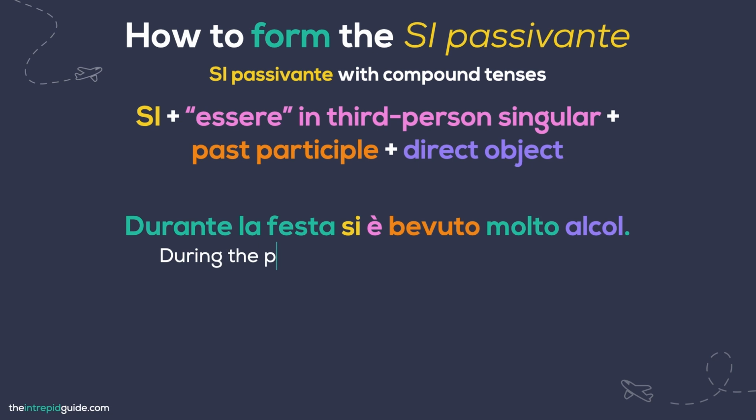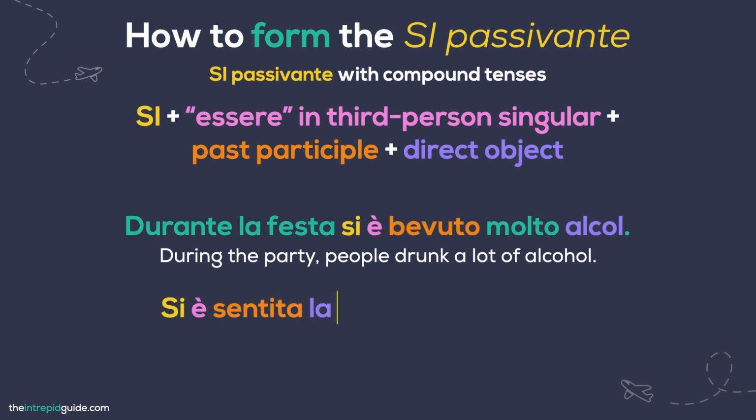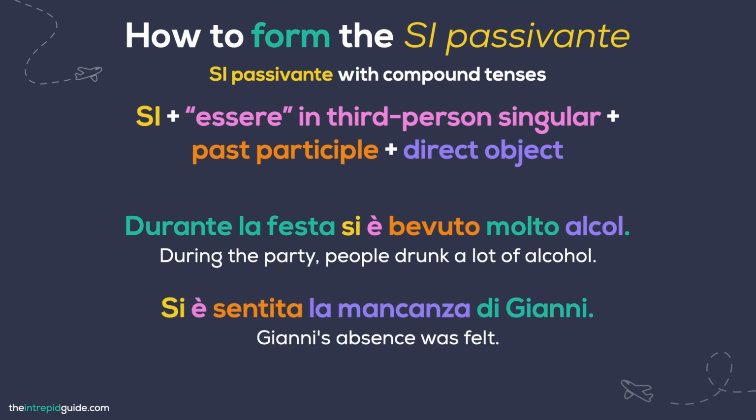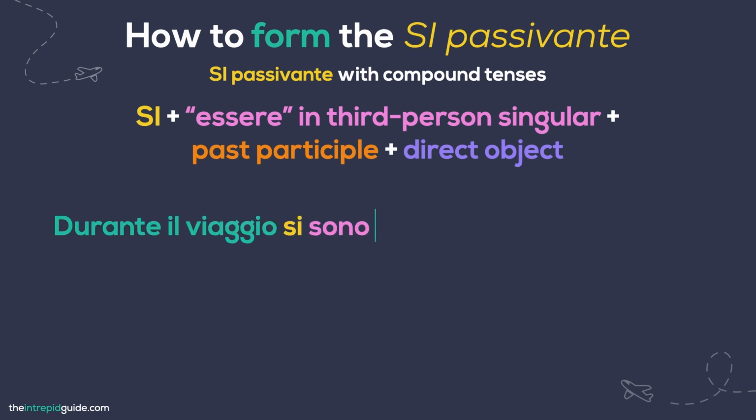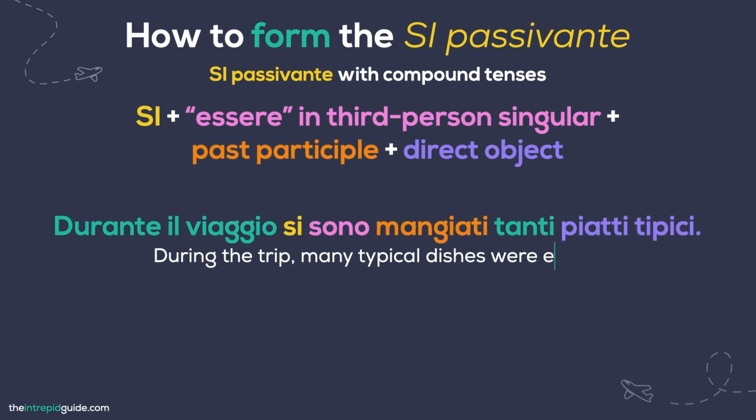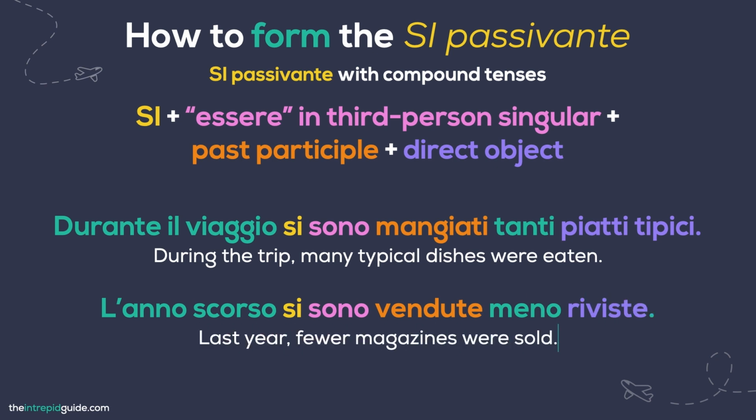Here are some examples. Durante la festa si è bevuto molto alcol. During the party, people drank a lot of alcohol. Si è sentita la mancanza di Gianni. Gianni's absence was felt. Durante il viaggio si sono mangiati tanti piatti tipici. During the trip, many typical dishes were eaten. L'anno scorso si sono vendute meno riviste. Last year, fewer magazines were sold.